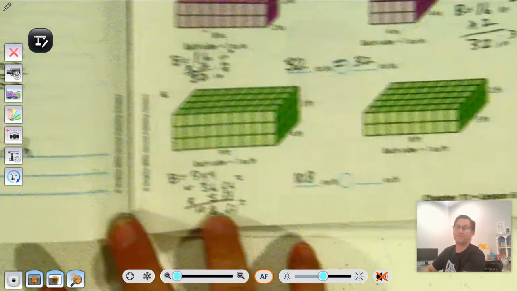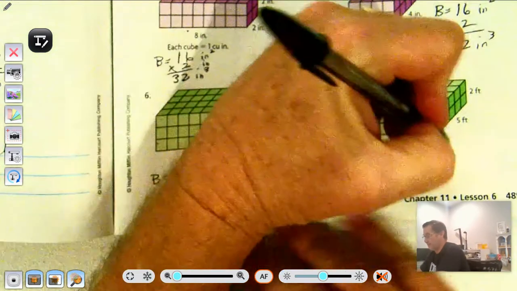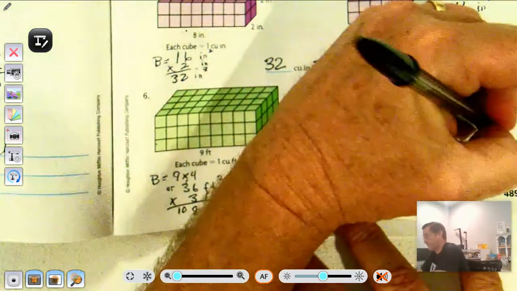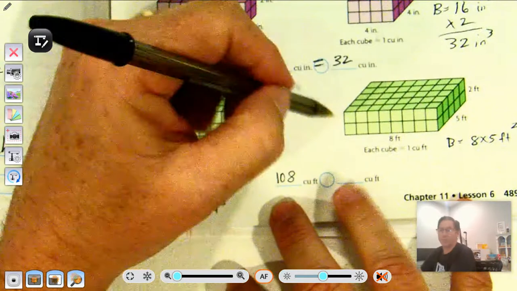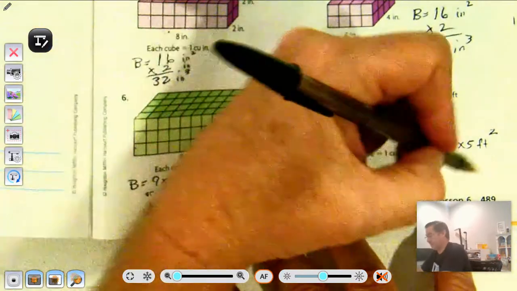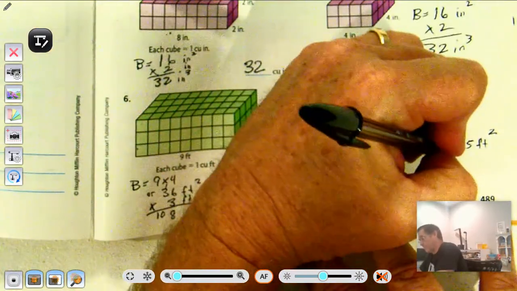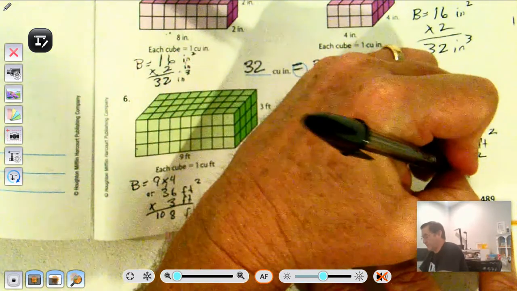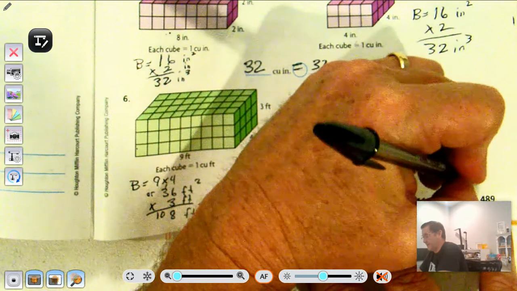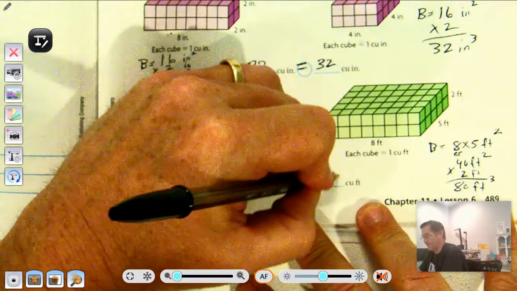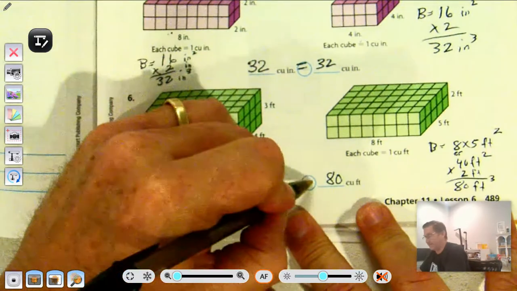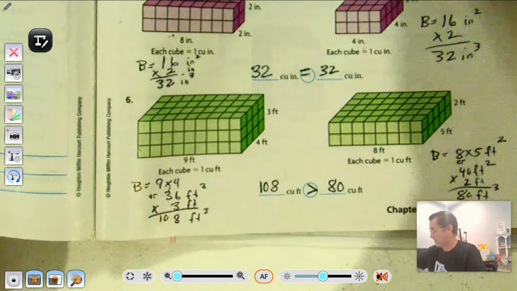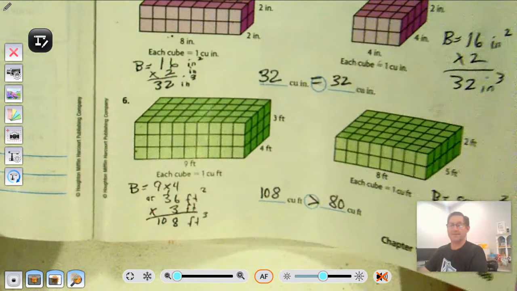Right? And how about this other one? This one we have a base of 8 times 5. So there's going to be 40 cubes in each level. So 40 square feet. And there's only 2 layers. So we have 80 cubic feet. So 108 is clearly bigger than 80. Okay. All right, let's move on to page 490.